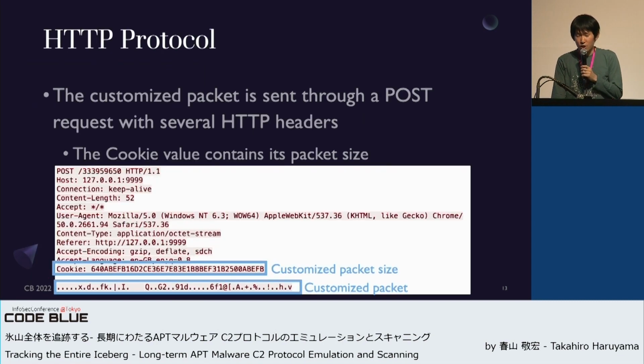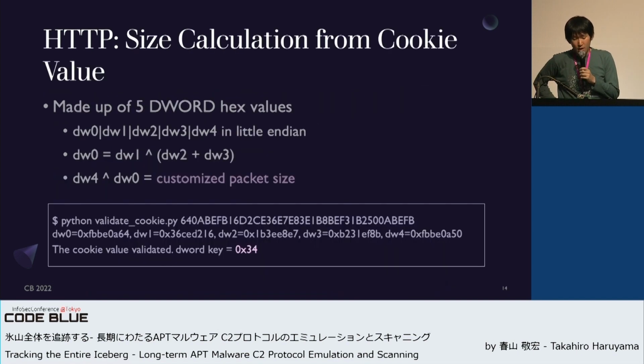In the TCP and UDP protocols, the customized packet data is simply sent. On the other hand, in HTTP protocol, the packet is sent through a POST method with several headers, and the cookie header value contains its packet size. The cookie header value is a string made up of 5 DWORD hex values in little endian. By using this calculation, the previous example value is decoded as 34 in hex.